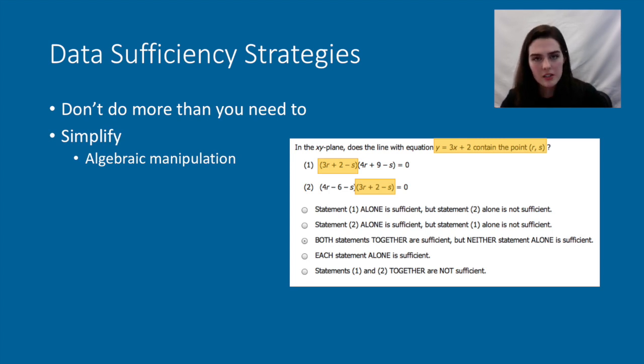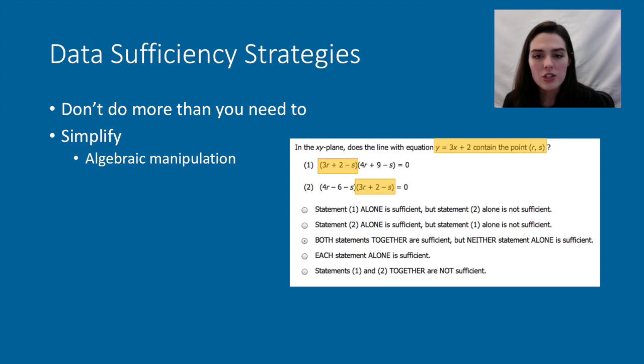So let's actually rewind and go back to our statement. We see y equals 3x plus 2. Now 3x plus 2 looks a lot like 3r plus 2, which is in both of our statements. So what can I do to maybe turn that into what I see in the statements? Well, if y equals 3x plus 2 contains the point rs, that means I should be able to plug in r for x and s for y, and that statement should still be true. So that would give us s equals 3r plus 2. If we move all of that to one side, we end up with 3r plus 2 minus s equals 0, which we see in our statements, right?